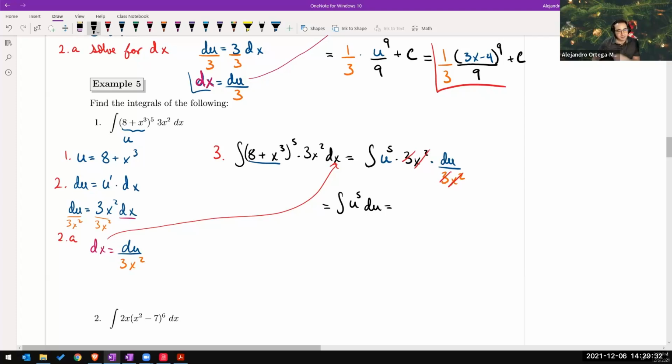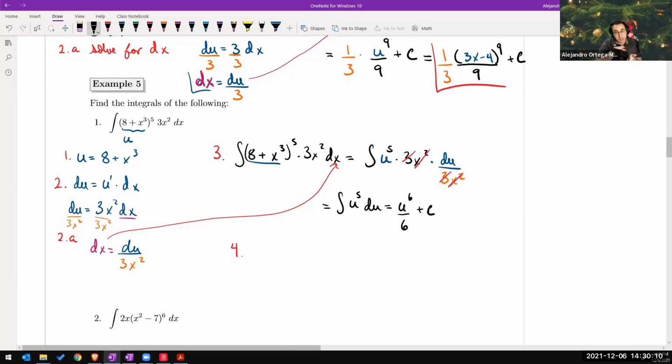Now, before we continue, I don't know if there's any questions here so far, because this is the most important step, rewriting it in terms of u. Because once you do that, then it's just a matter of finding an antiderivative. Okay, so let's just go ahead and find the antiderivative. This is going to give us u to the 6th over 6 plus c, which we proceed into the last and final step.